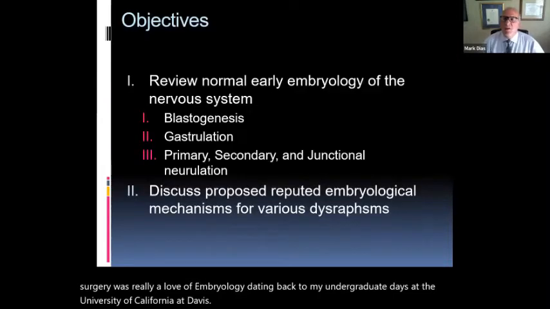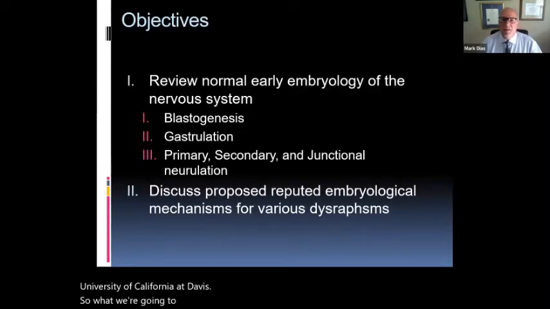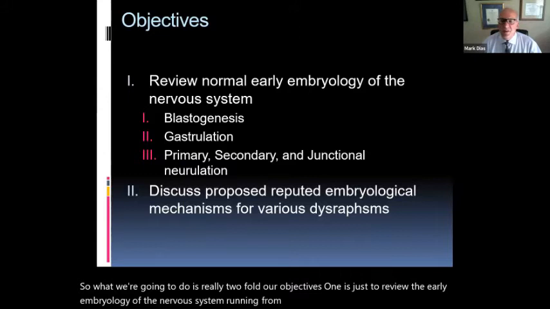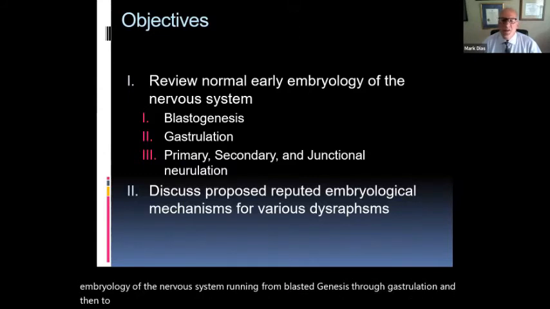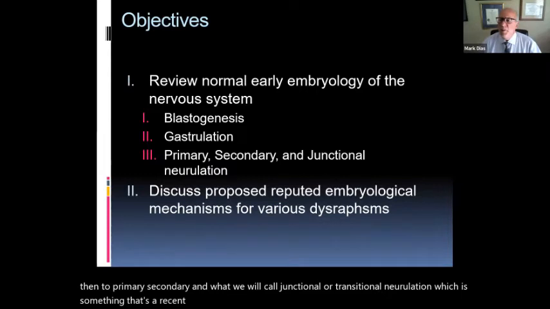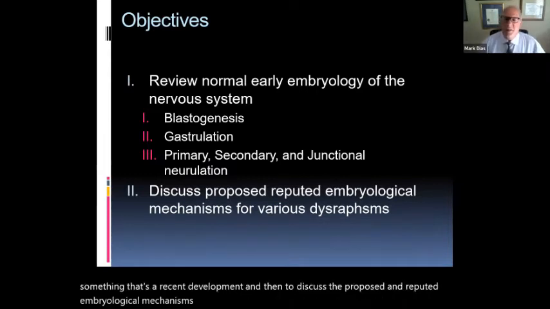So what we're going to do is really twofold, our objectives. One is just to review the early embryology of the nervous system, running from blastogenesis through gastrulation, and then to primary, secondary, and what we'll call junctional or transitional neurulation, which is a recent development. And then to discuss the proposed and reputed embryological mechanisms for the various dysraphisms.